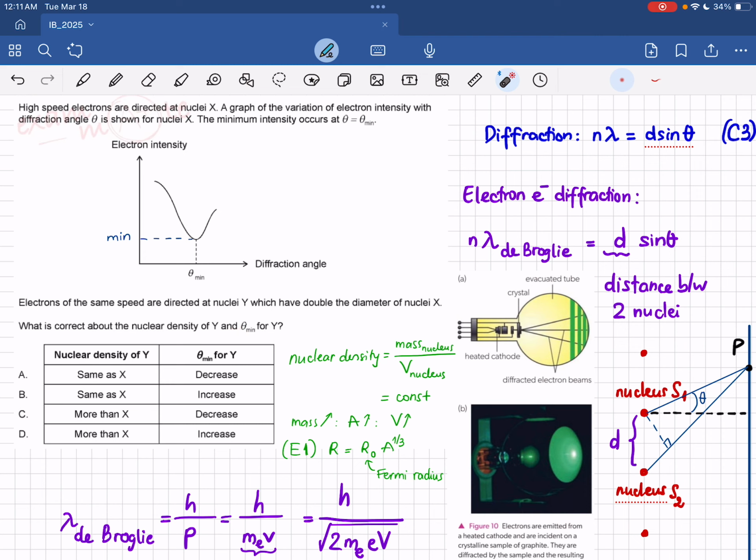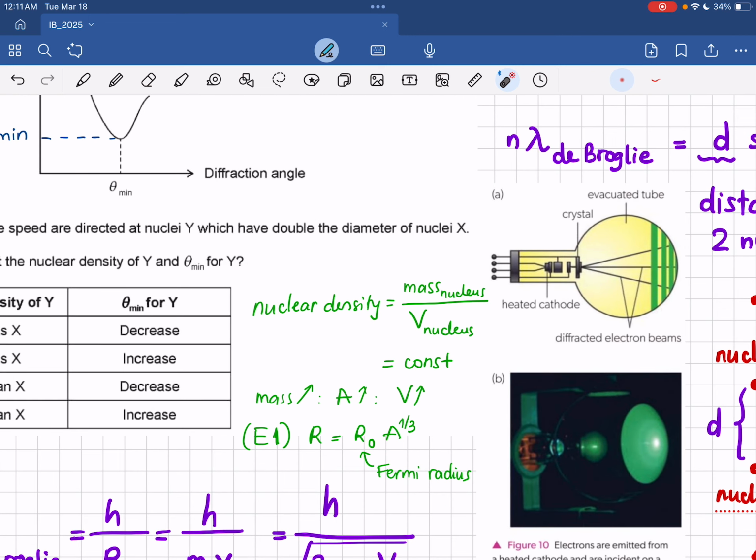So first, for the nuclear density, if you recall this equation, R equals R naught times A to the power of one over three. This is the equation to determine the radius of a nucleus based on the Fermi radius.